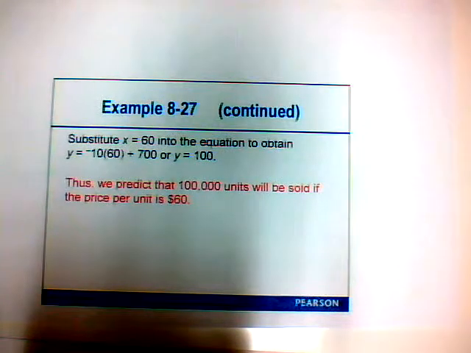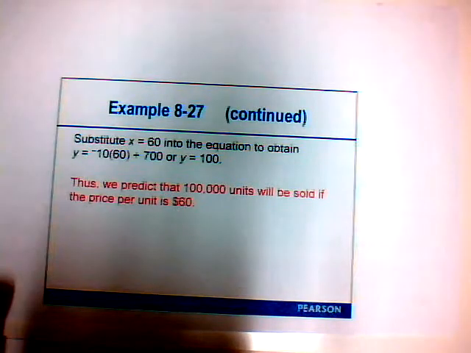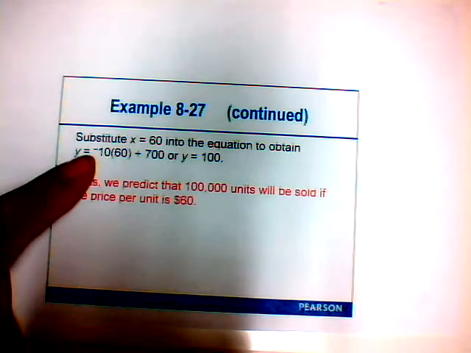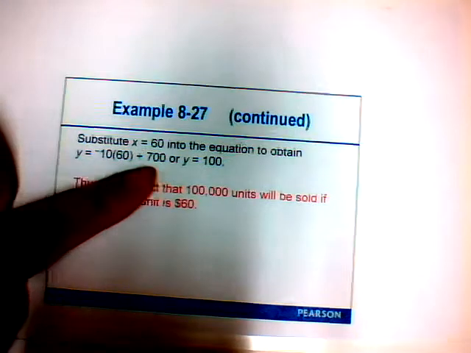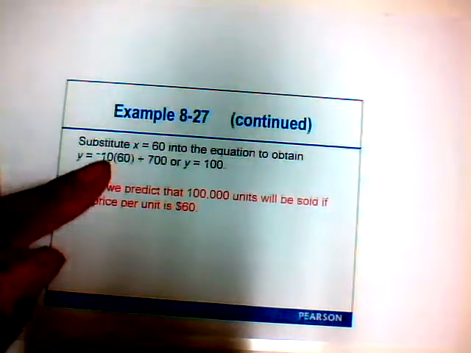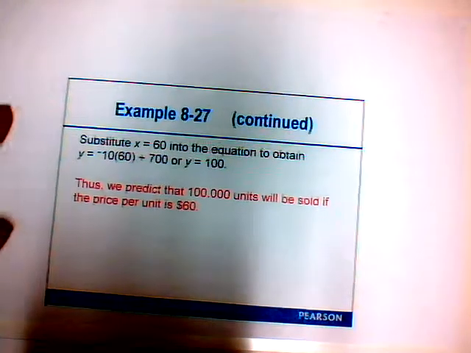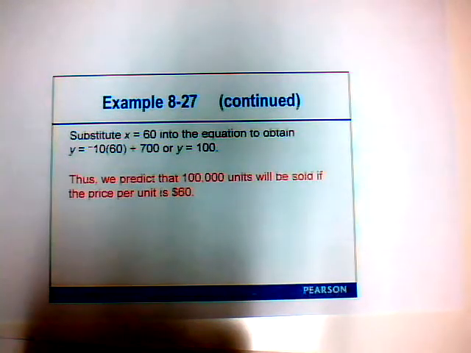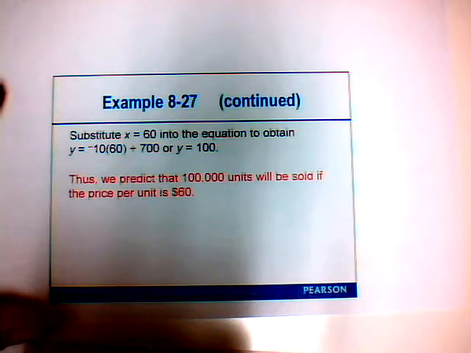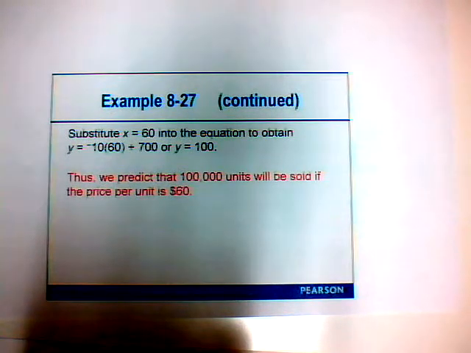Now you're going to use that equation y is equal to negative 10x plus 700 to substitute x for 60 in that equation. So now you have y is equal to negative 10 times 60 plus 700. Now, negative 10 times 60 is negative 600, plus the 700 will give you y is equal to 100. So we can predict that 100,000 units will be sold if the price per unit is $60.